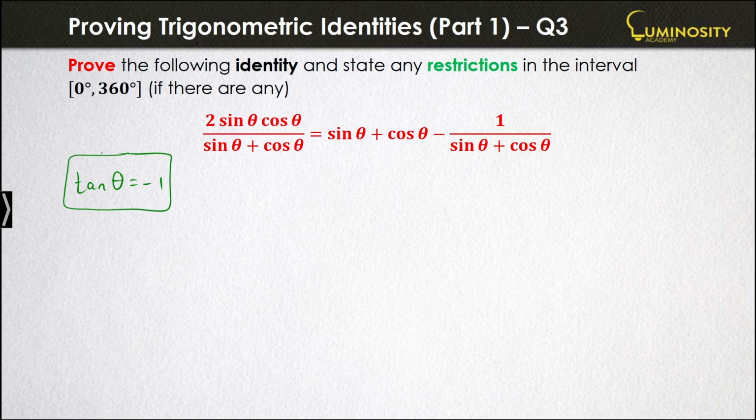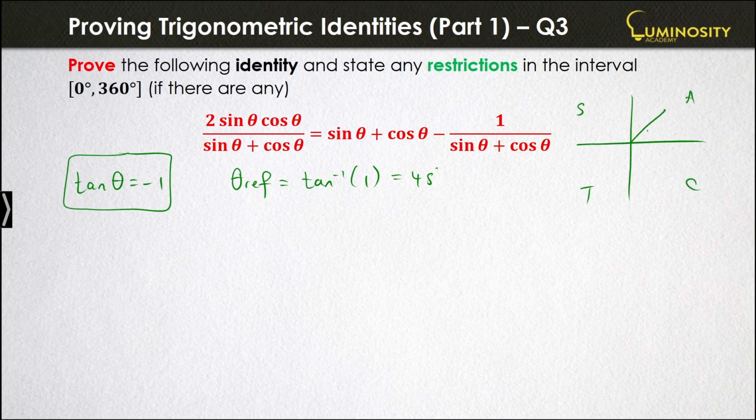So we do the usual steps of a trigonometric equation. You're going to find your reference angle, which is going to be tan inverse of the positive number, and tan inverse of 1 is just 45 degrees. Okay, so on your CAST diagram, there's your reference angle, 45 degrees. But tan was negative, and tan is negative in the second and the fourth quadrants.